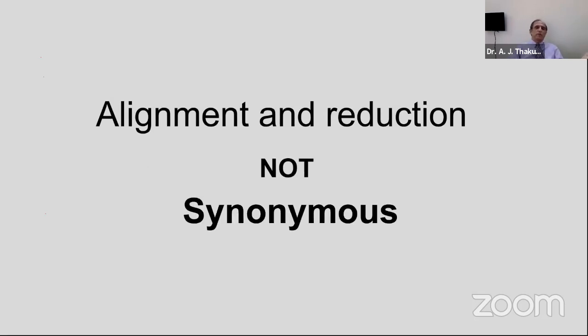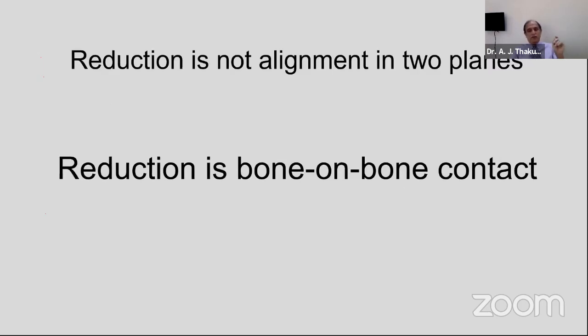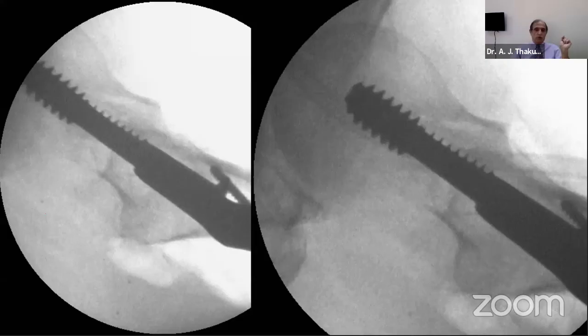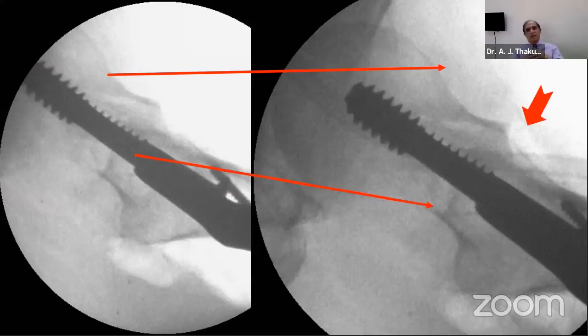There are two words: alignment and reduction, and they are not synonymous. When you do traction, the bones come into alignment, but one is never sure whether the reduction is bone to bone. You are not sure whether bone-to-bone contact is available or not. So traction provides the alignment, and reduction, with bone-to-bone contact, is most important. How to get that? We check this on the lower side. You can see there is a step. Though there was a reasonable alignment, there was not adequate reduction.